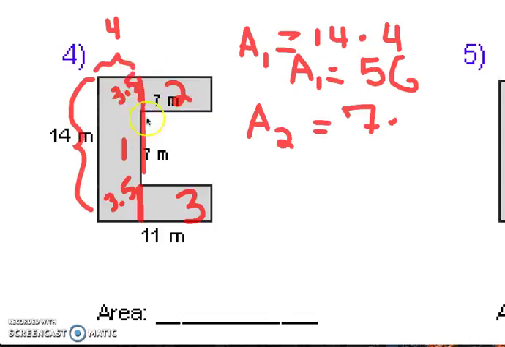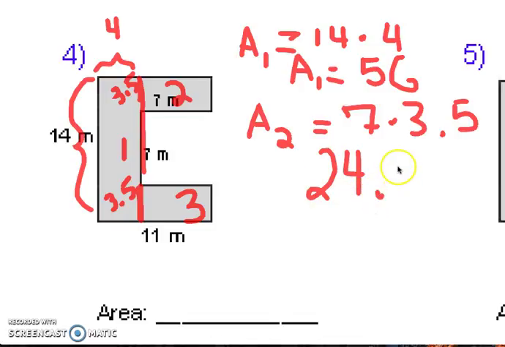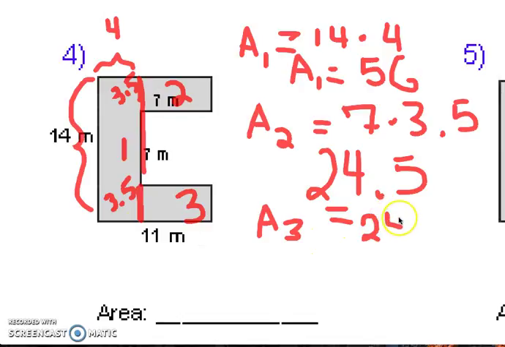All right, so now we know 7 times 3.5 for our area number 2, and that is going to give us 24.5. And then we also know that area number 3 has identical dimensions to area number 2. So that's also going to be 7 times 3.5, which gives us 24.5 again.